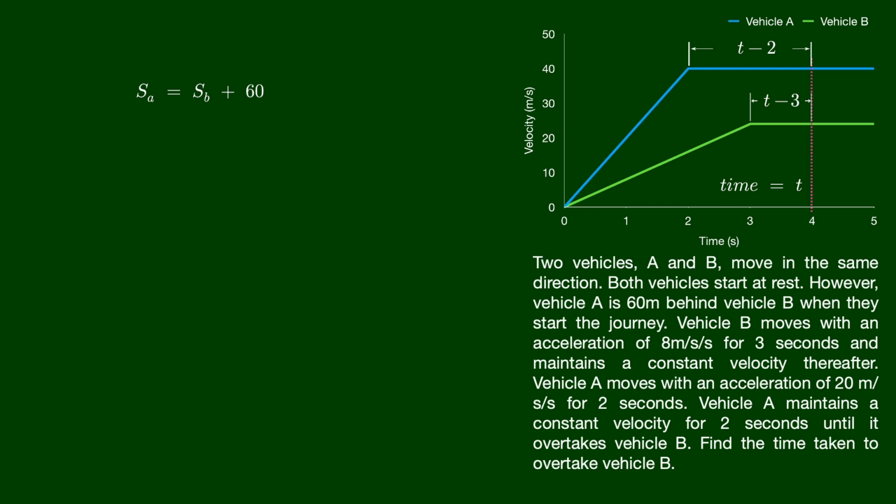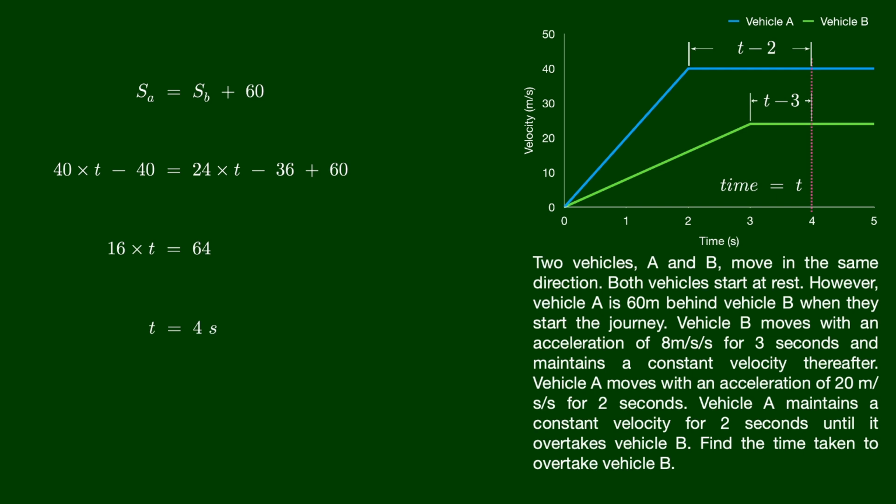Therefore, we can write an expression for the displacement of the two vehicles, as shown on the screen. We derive two expressions with time t for the displacement of the two vehicles. We get this expression when we substitute those two equations. This is a function of time. We can find the time taken to overtake vehicle B when we solve this function, which is 4 seconds.